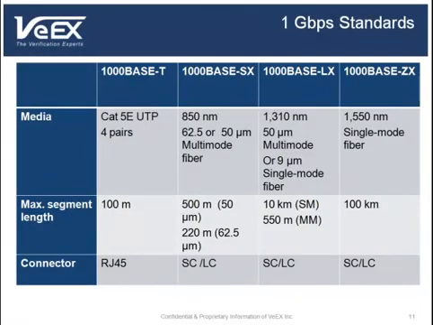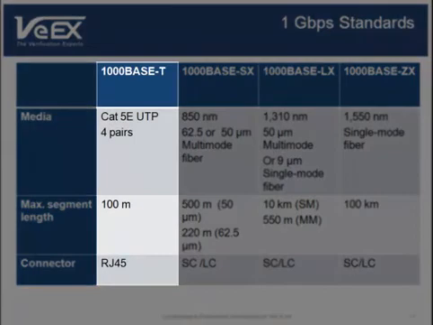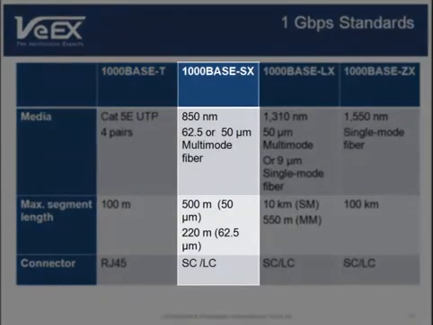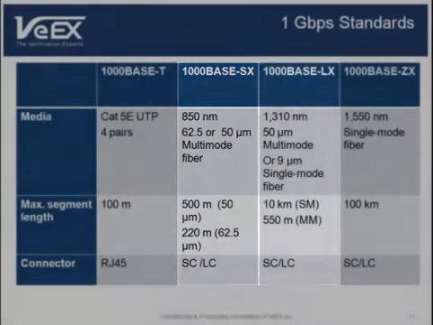This table shows some Gigabit Ethernet connection standards. 1000BASE-T transmits using 4 pairs of Category 5E unshielded twisted pair cabling. Like the previous Ethernet standards, 1000BASE-T uses RJ45 as a connector and its maximum segment length is 100 meters. 1000BASE-SX is a fiber optic standard that transmits using 850 nanometer laser on multi-mode fiber. Its segment length can reach up to 220 meters on 62.5 micron fiber, or 500 meters on 50 micron fiber. It uses SC or LC optical fiber connectors.